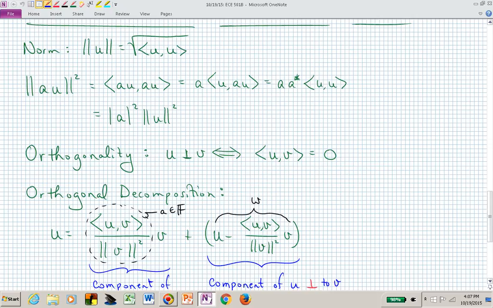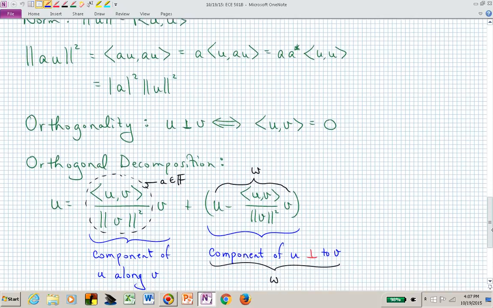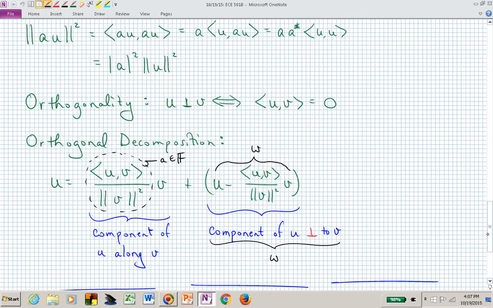The orthogonality concept is now available to us. If we have two vectors and they are orthogonal to each other, that means that their inner product is 0. And here is where we will start today, which is with orthogonal decomposition. This looks like a messy formula, but it's actually quite clean.